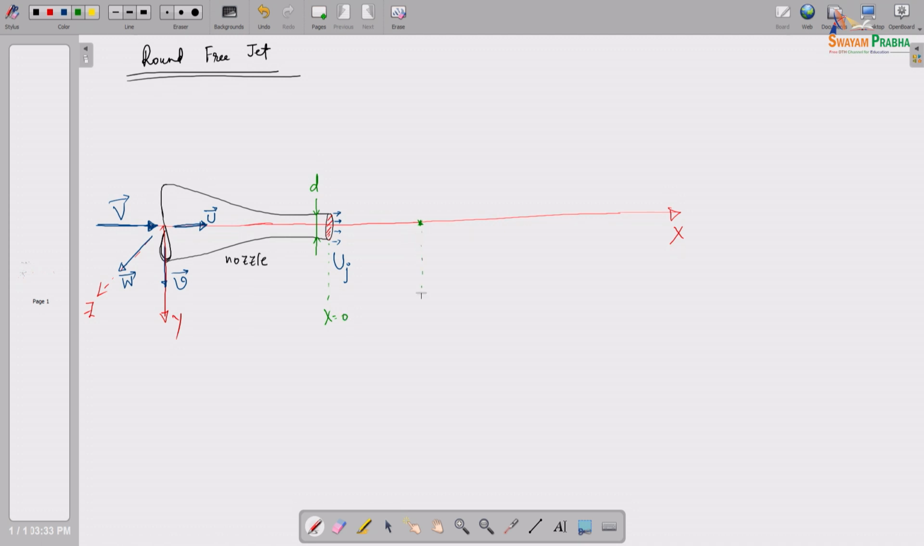Then this one is x1, and let me take another location, and let us say this is x2. Now the question is, how will this jet behave? Once it has come out at x equal to 0, how will it look at x1 and x2? Let's look at this one. This is a side view of the velocity coming out of this exit. If I were to look at the front view of that, how will that look?